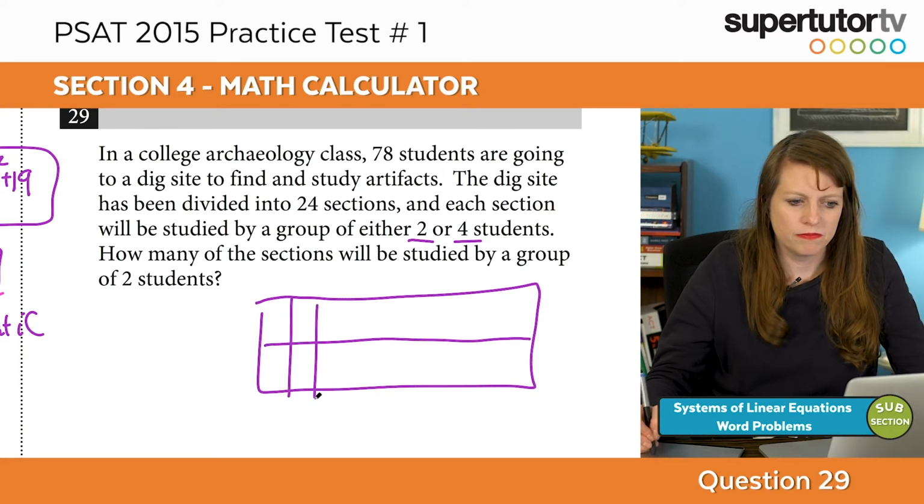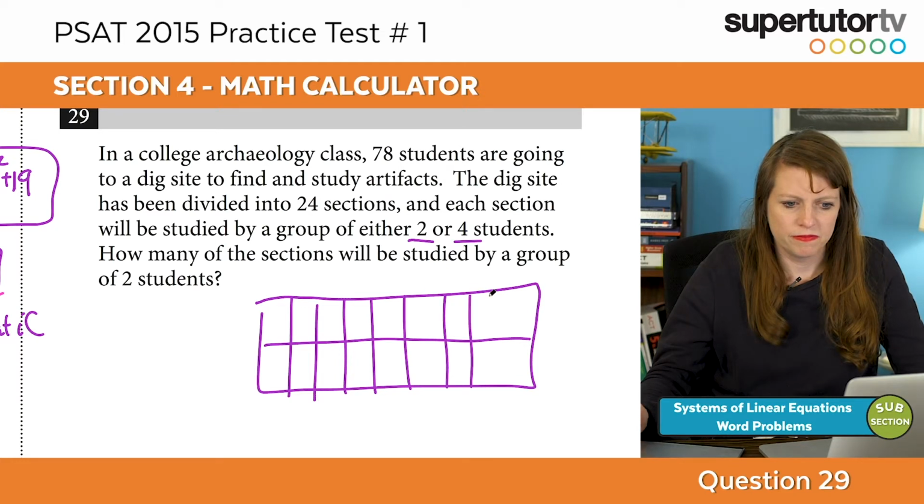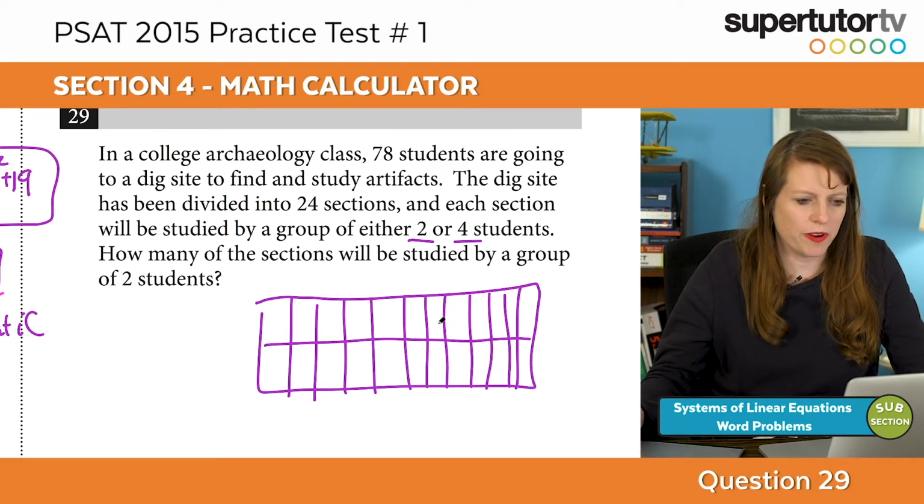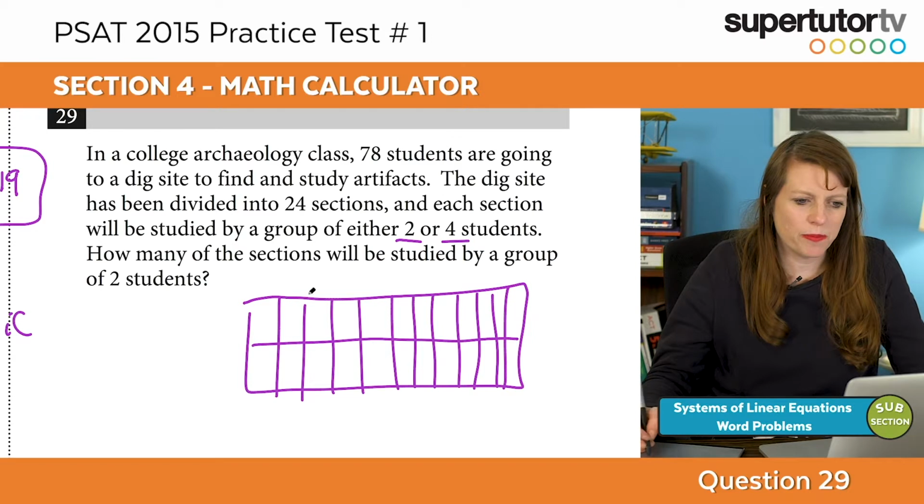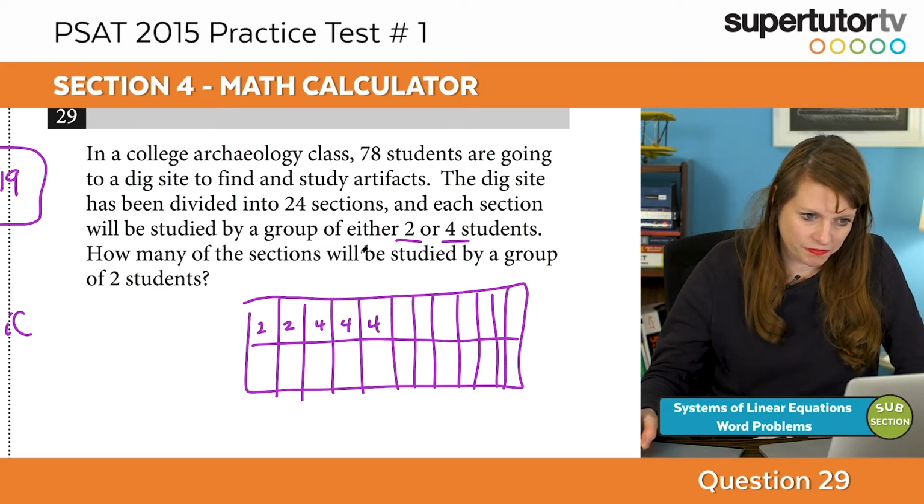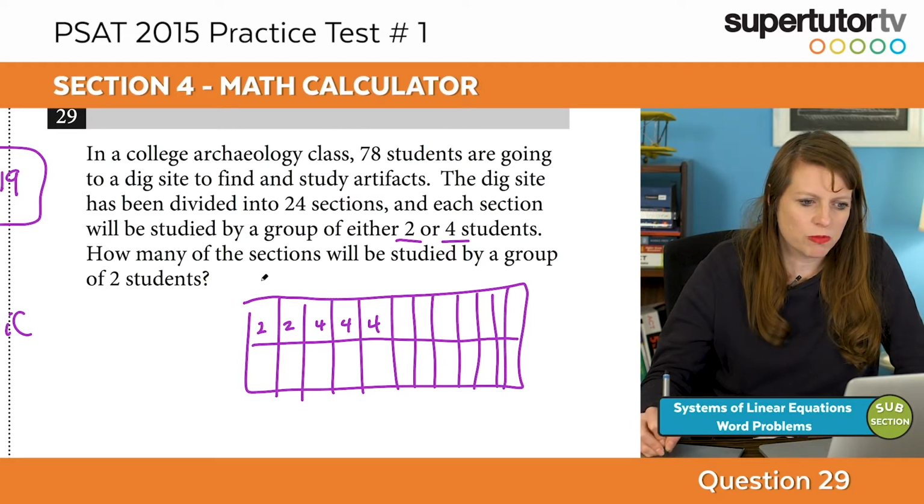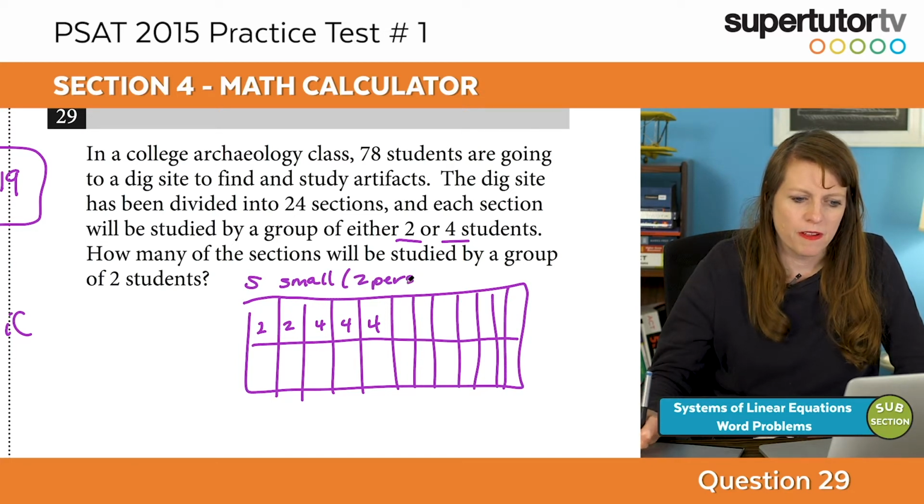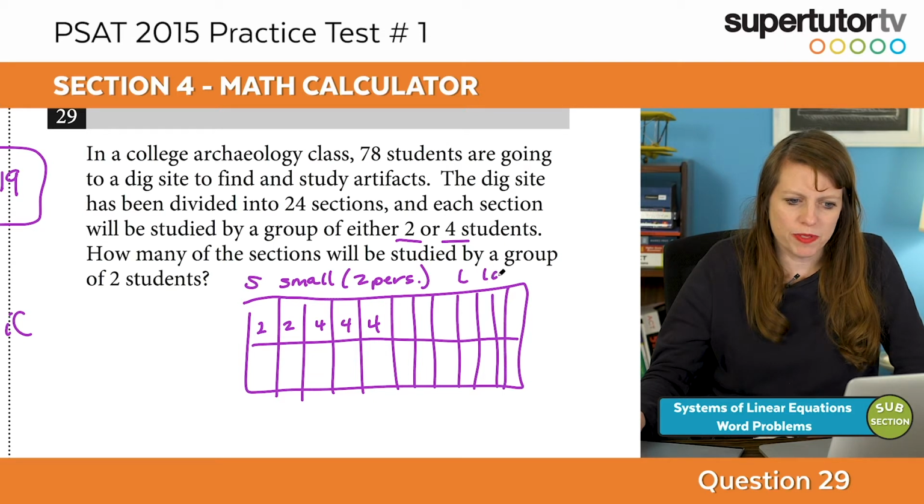This is a little bit arbitrary, but there you go. There's 24 sections. How many of the sections will be studied by a group of 2 students? So what I like to think of is we basically are dividing these out and visualizing this right here. We're either going to have 2 students, or we're going to have 4 students. So there's some number here. I'm going to call these small groups. We're going to have S small groups, and that would be the 2-person. And then we're going to have L large groups, and that would be the 4-person.